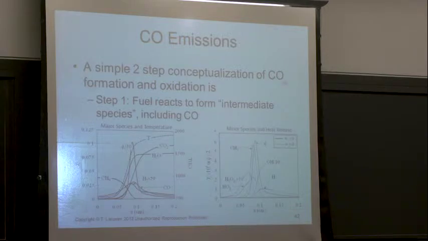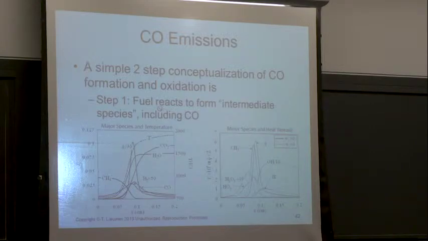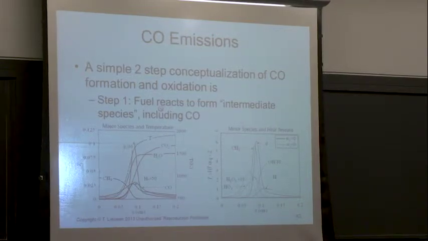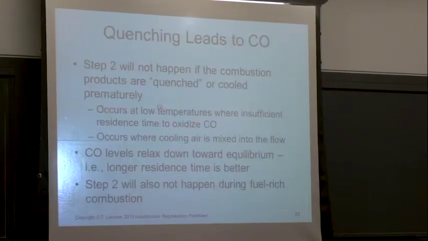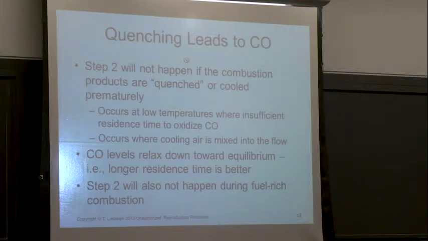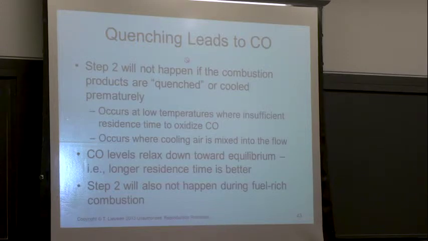So a simple two-step conceptualization of how CO is formed is, step one, the fuel reacts to form intermediate species, hydrogen and CO. This is true not only for methane, but for pretty much any hydrocarbon fuel. The hydrocarbon decomposes into hydrogen and CO, and then step two is hydrogen reacts to form water, and CO reacts to form CO2. Well, you get CO if step two doesn't happen.